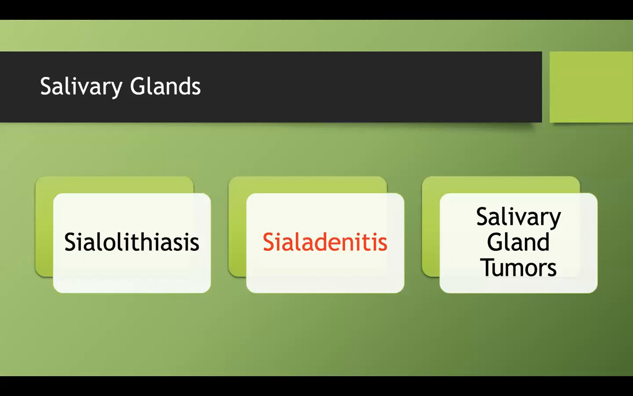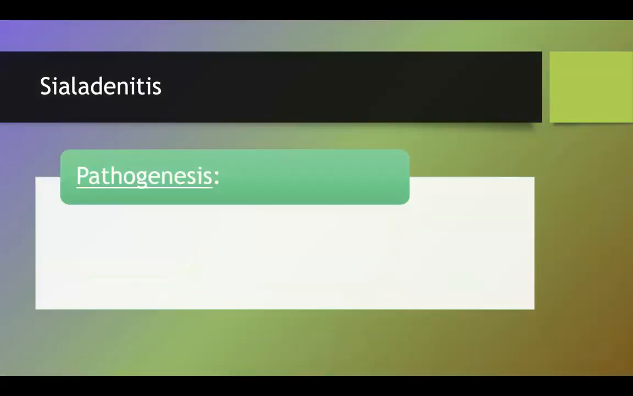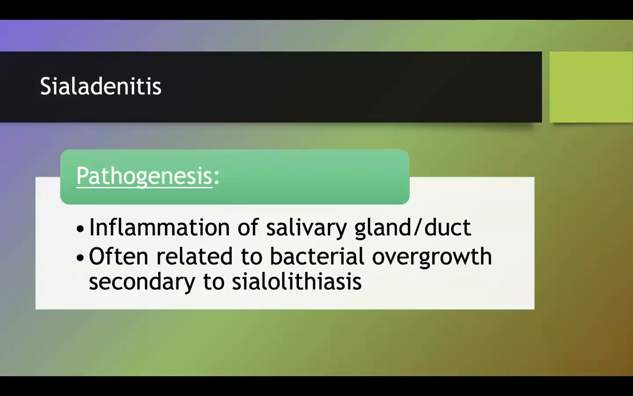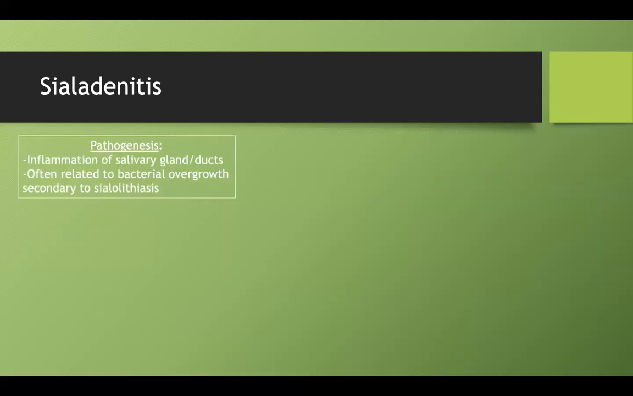So now let's talk about sialadenitis, which is just inflammation of the salivary gland or ducts, right? Anything with itis, just think inflammation. And this is usually related to bacterial overgrowth, secondary to a saliva stone. I'm going to stop saying sialolithiasis because I can't say it anymore. So I have our pathogenesis written up here. So let's go over exactly how that happens, right?